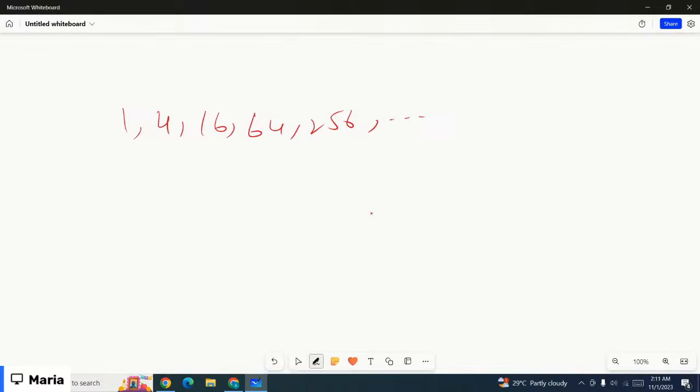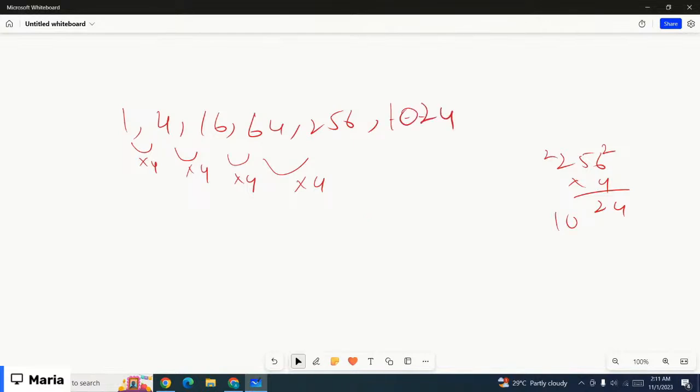Okay, 1 times 4 is 4, 4 times 4 is 16, 16 times 4 is 64, and 64 times 4 is 256. So basically, each next number is the multiple of 4. You have to multiply the previous number by 4 and you can get the next number. Got it? For the next number, you have to do 256 times 4. So the next number in the sequence is 1024. Whenever you have to find the next number by multiplying or dividing the previous one, that means you are working on the geometric sequences, right?